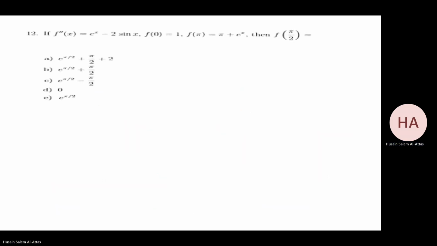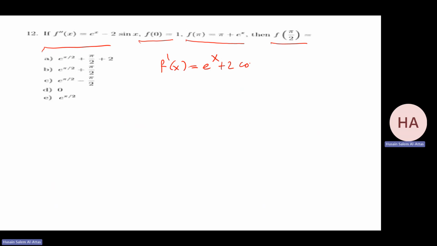Which is this one? I have f double prime, and it gave me f of 0 equals 1, f of pi equals this, find f of pi over 2. So it means I need to find f of x. f prime would be e to the x plus 2 cosine x plus c. Differentiate, you should get this, which is clear. f of x will be e to the x plus 2 sine x. Differentiate, I'm getting this, plus cx plus d.